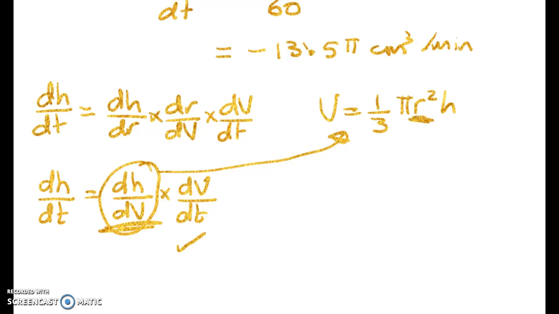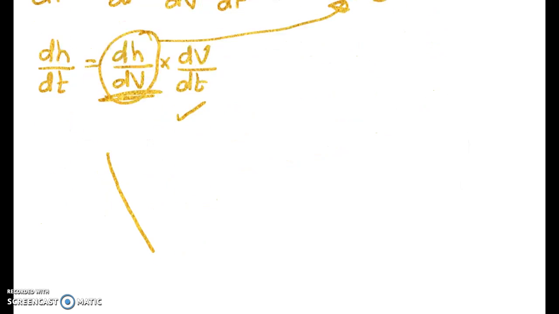At the moment, we've got r squared in here. So we have to eliminate r squared somehow. So we go back to the question. We're told that the cone, when it's full, has got a height of 30 and an r of 9.